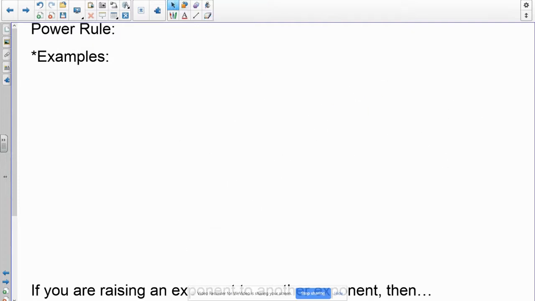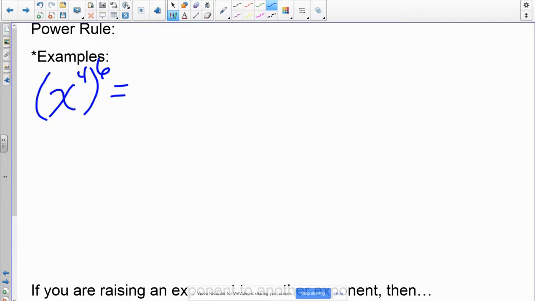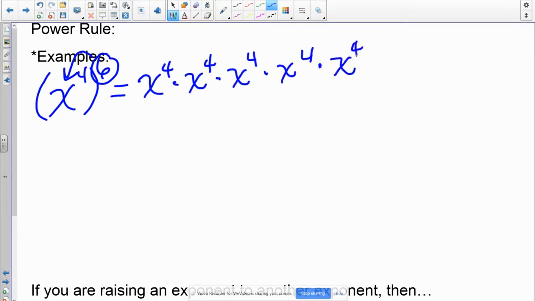Okay, so let's go with x to the fourth power to the sixth power. Another way you could write this, and if you'd rather deal with the outside power first, this means there's 6 x to the fourth powers. So it doesn't matter if you do the inside power or the outside power first. I'll just show you another technique you could write. So since there's 6 of these, I could write them out like so. So 1, 2, 3, 4, 5, one more, and 6.